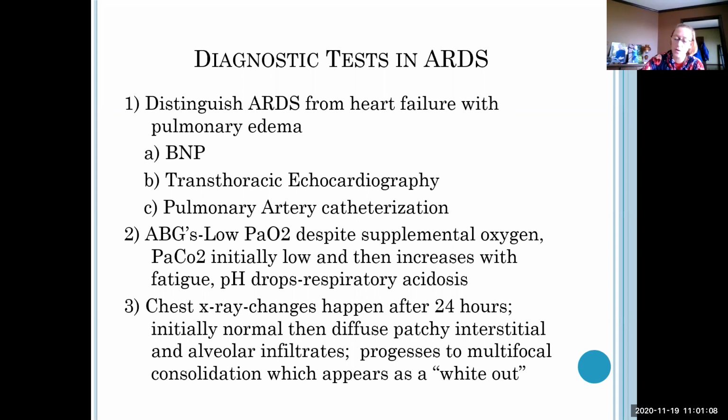ABGs are going to show the low PaO2 despite the oxygen. The CO2 initially might be low, but then increases with fatigue and the pH drops and results in respiratory acidosis. Chest X-ray changes happen after 24 hours, usually initially just patchy interstitial infiltrates, and then it progresses to that full whiteout appearance.